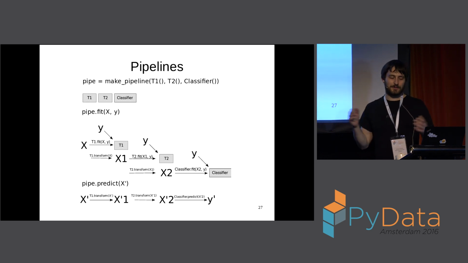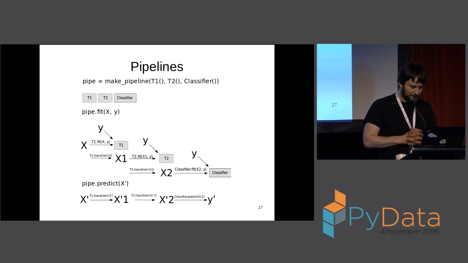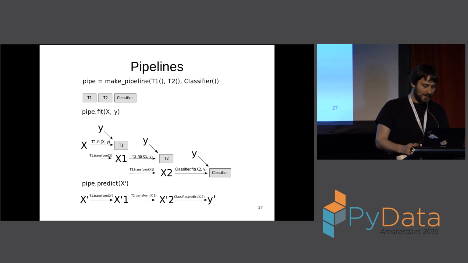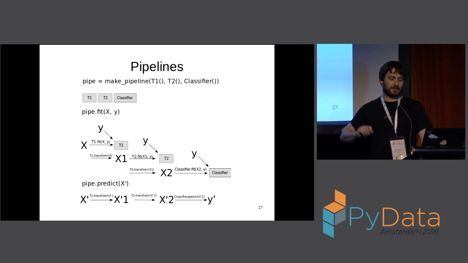In pipelines, you can have arbitrarily many of these steps. And in prediction, you just use all of the transformers to transform your input data and then do a predict on the last step.